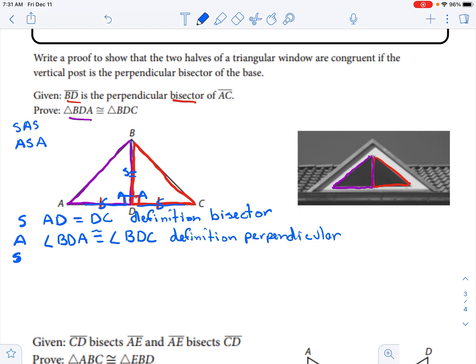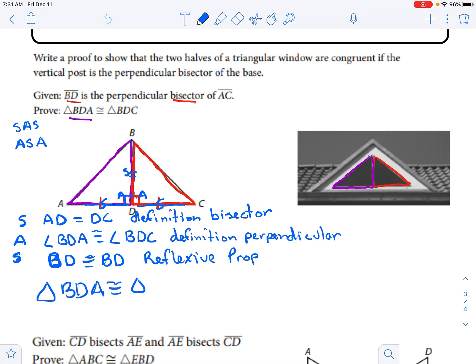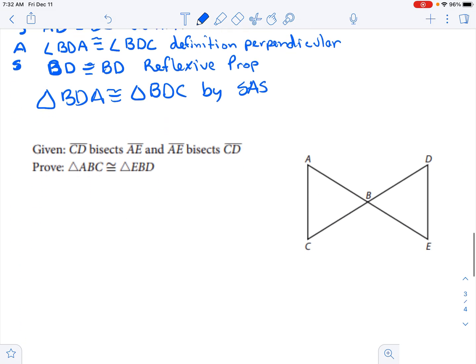And then the last thing is that side. So we could say BD is congruent to BD by, and this would be the reflexive property. And so then, again, always my last statement: triangle BDA is congruent to triangle BDC by side angle side. So we're always going to be looking for whether it be reflexive property, perpendicular bisector, vertical angles. We're going to be looking at these.